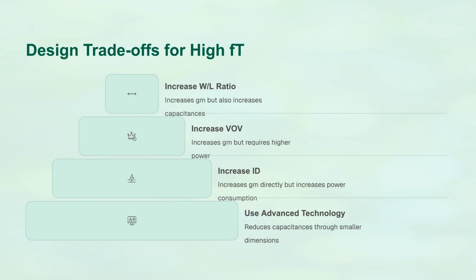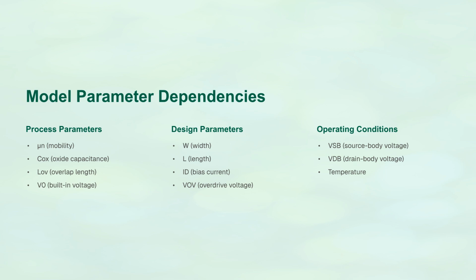Design trade-offs exist for achieving a high fT. Increasing the W/L ratio or the overdrive voltage increases gm, but also increases capacitances and power. Using advanced technology is the best way to inherently reduce capacitance. Model parameters depend on several factors: process parameters like mobility and oxide capacitance, design parameters like W, L, and bias current, and operating conditions such as body voltages and temperature.